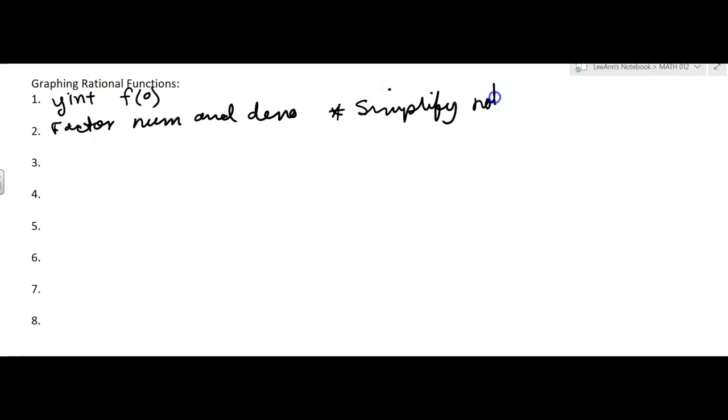Note any canceling, because that's going to come up with our removable discontinuities. Okay, so I would go ahead and simplify it there instead of the way the book talks about it. Simplify it and then just make a note to self, hey, I got to check for removable discontinuities.